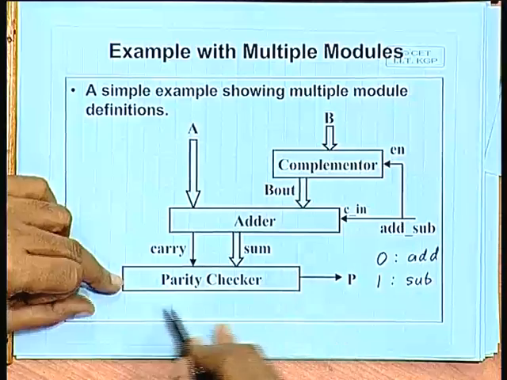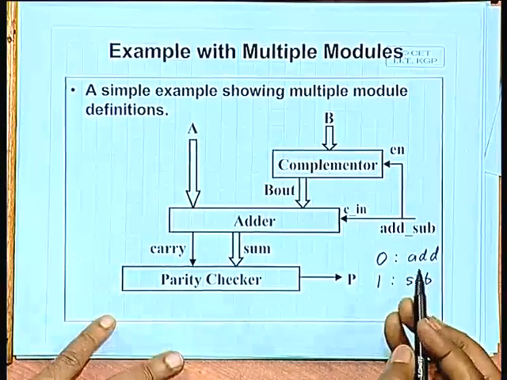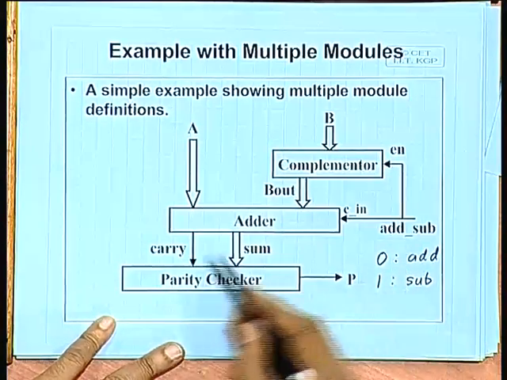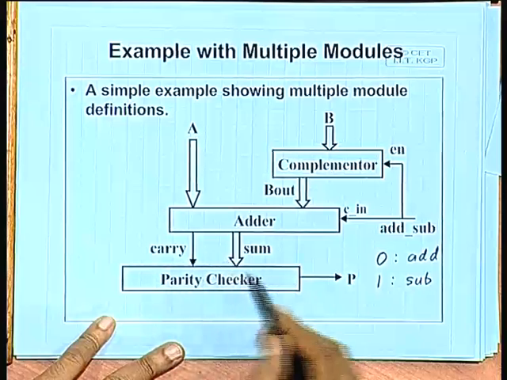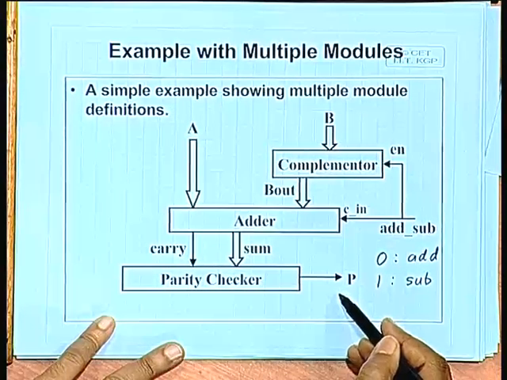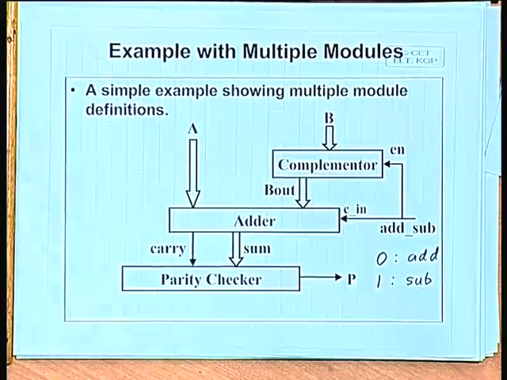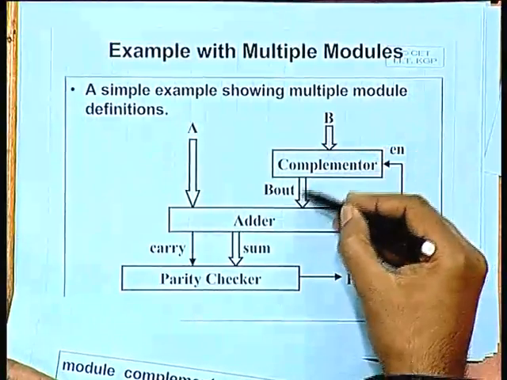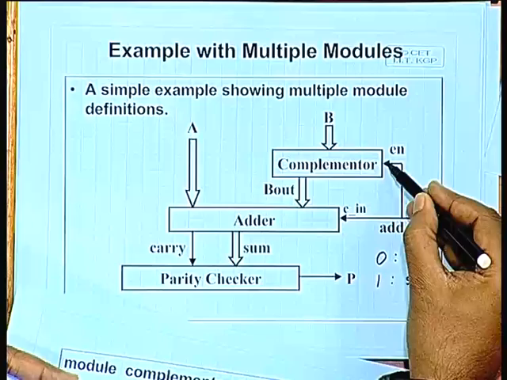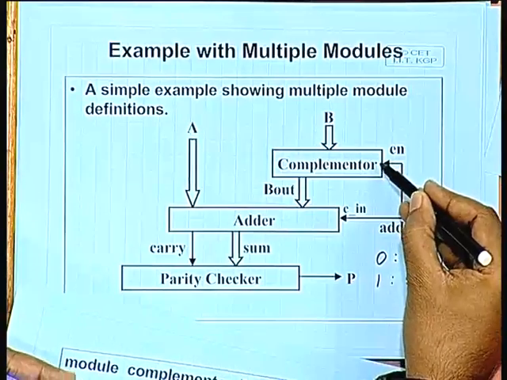And finally, there will be a parity checker module, which will be calculating the parity of the result, and it will be sending out the result out here. Okay. Now, let us try to see the different blocks out here. We start with the complementer. You see, the complementer takes input and output as vectors and takes one control signal, whether to complement or not complement.